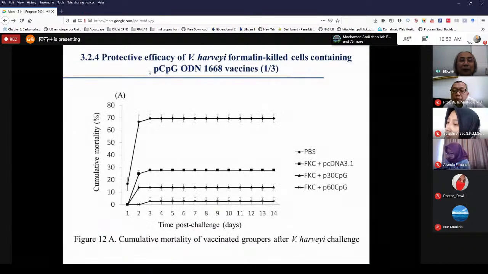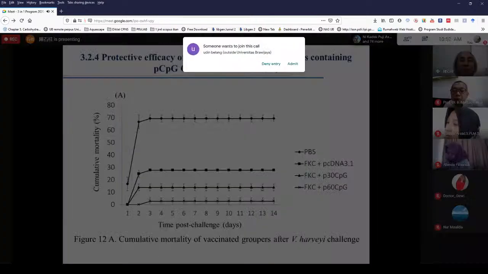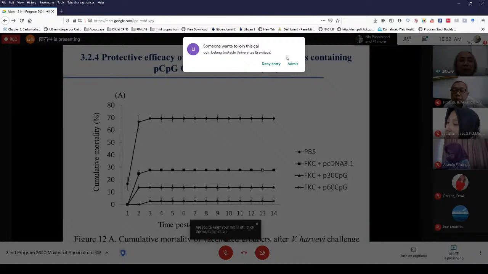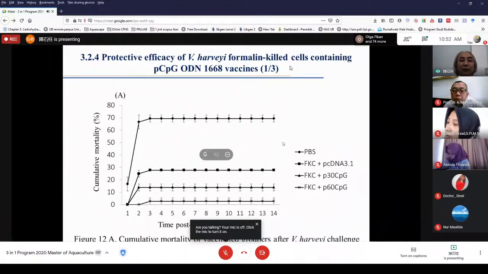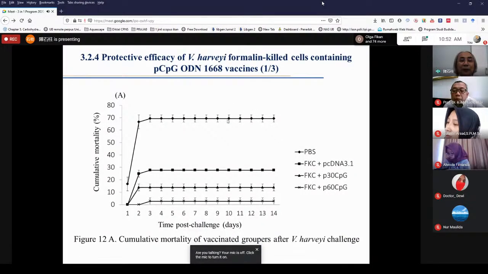So, protective efficacy of the Vibrio harveyi formalin-killed cell vaccine containing the CpG. You can see here, this is the 60 copy. The accumulated mortality is very low, right? Maybe just 2 to 4%. But for the 30 copy, maybe it's more than 10 to 12. And vaccine with the plasmid only, maybe 20%. But PBS mortality is more than 65.